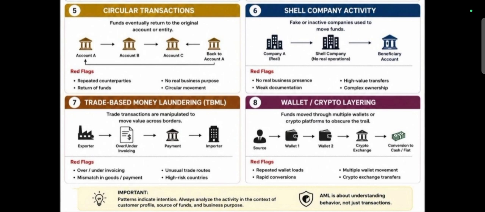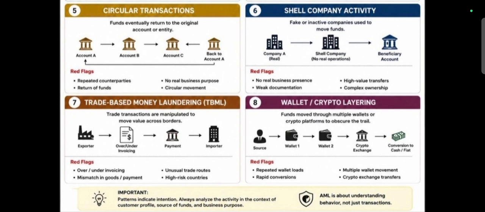Let's see about the shell company activities. So shell companies are fake or inactive companies used to move funds. For example, company A is a real company, and this company moves funds to the shell company. There is no real operation, and after that the company moves funds to the beneficiary account. So what are the red flags in this shell company activity? No real business presence, high value transfer, weak documentation, and complex ownership structures.